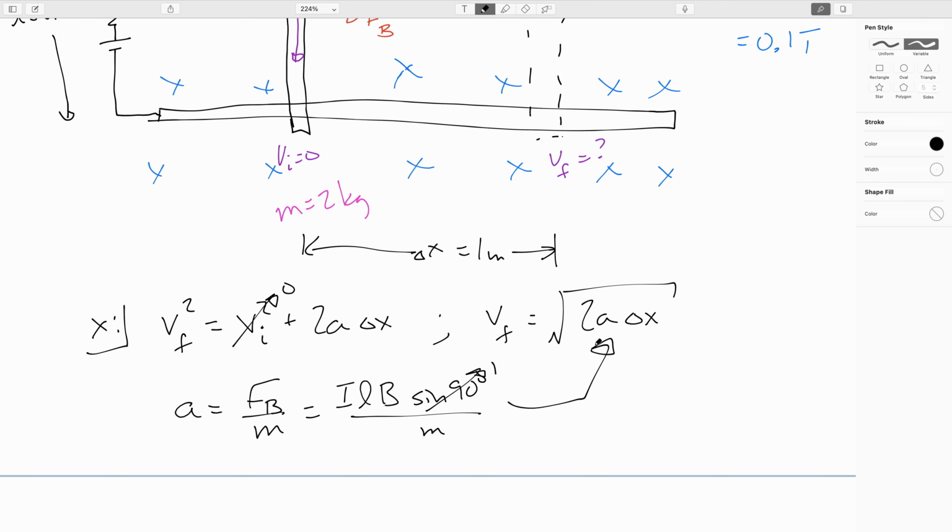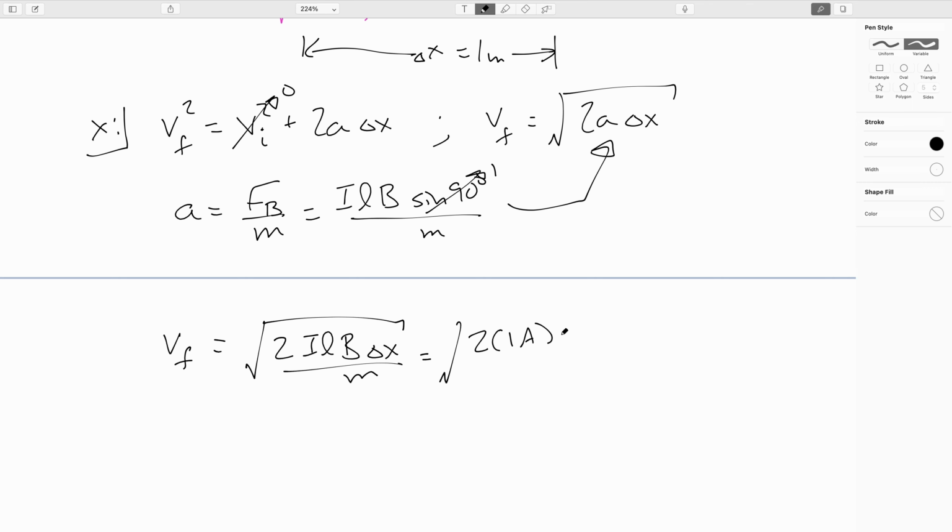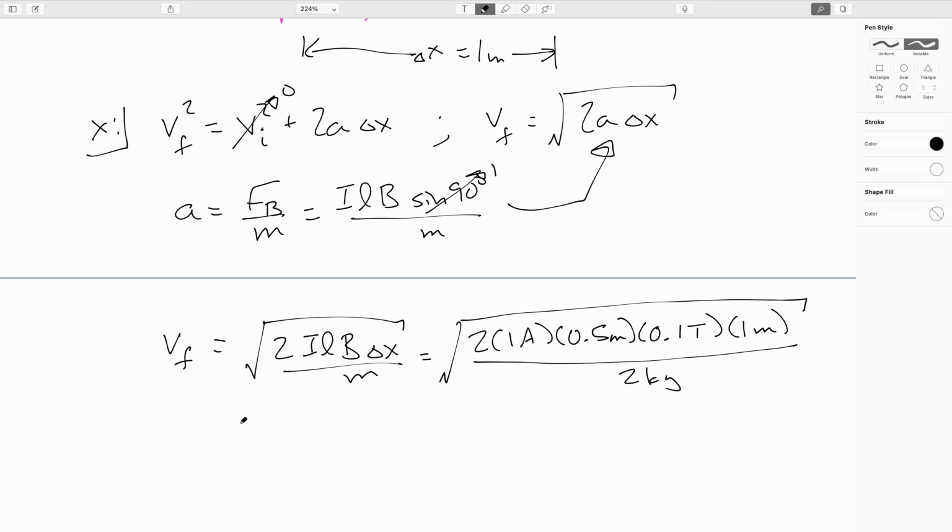So we can take that and substitute into V final. V final will be equal to the square root of 2 ILB delta x over M. So let's put in our values. This will be 2 times the 1 amp current. We said the length of our bar here, or the relevant length, that's an electrical contact, is 1/2 meter, the spacing between the rails. The magnetic field strength was 1/10 of a Tesla, the bar moved for 1 meter, and its mass was 2 kilograms. Now you crunch all this through and you find that your bar is now moving at 0.224 meters per second. So it's pretty respectable, 22 centimeters a second. That's moving on pretty good.